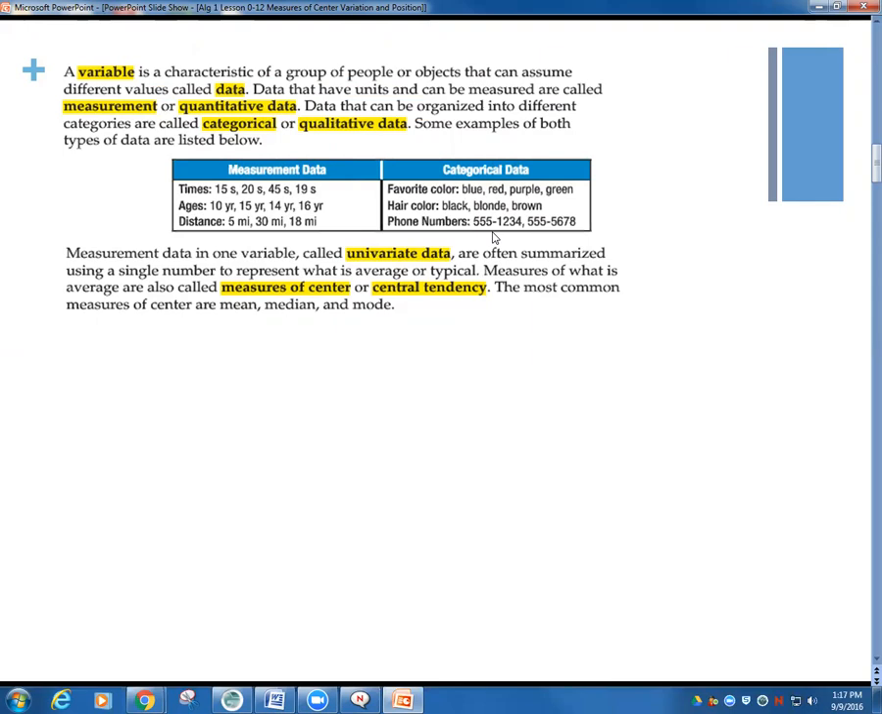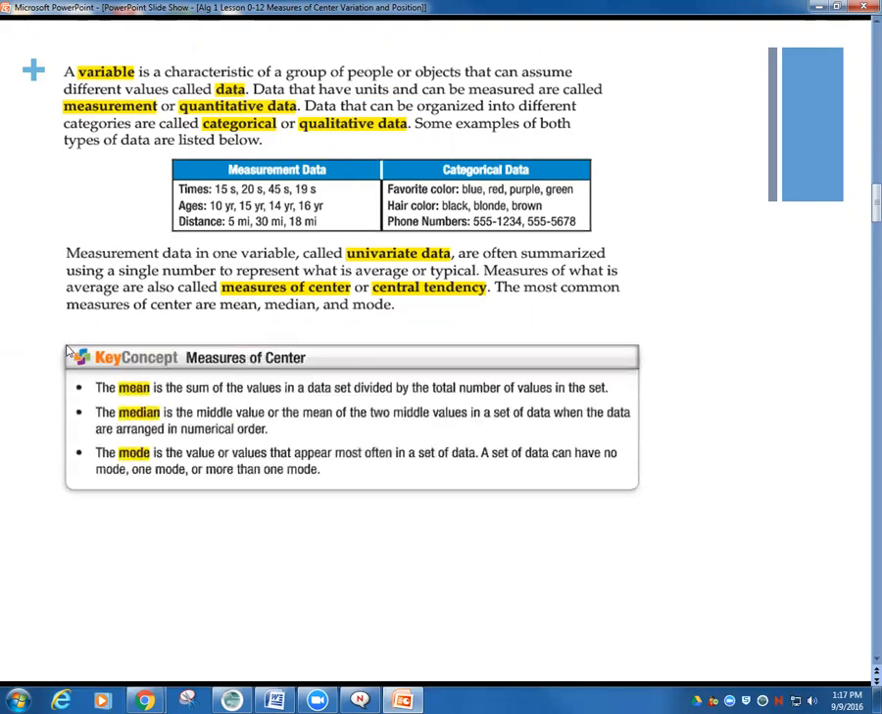The most common measures of center are mean, median, and mode. Okay, the mean is the sum of the values in the data set divided by the total number of values in the set. Same thing as average. Okay, median is the middle value. Now, lots of times people get mean, median, and mode mixed up. Median is the middle value if you put all the numbers in order. And if you can't get an exact middle number, you take the two middle numbers, add them up, and divide by 2 to get the middle number.